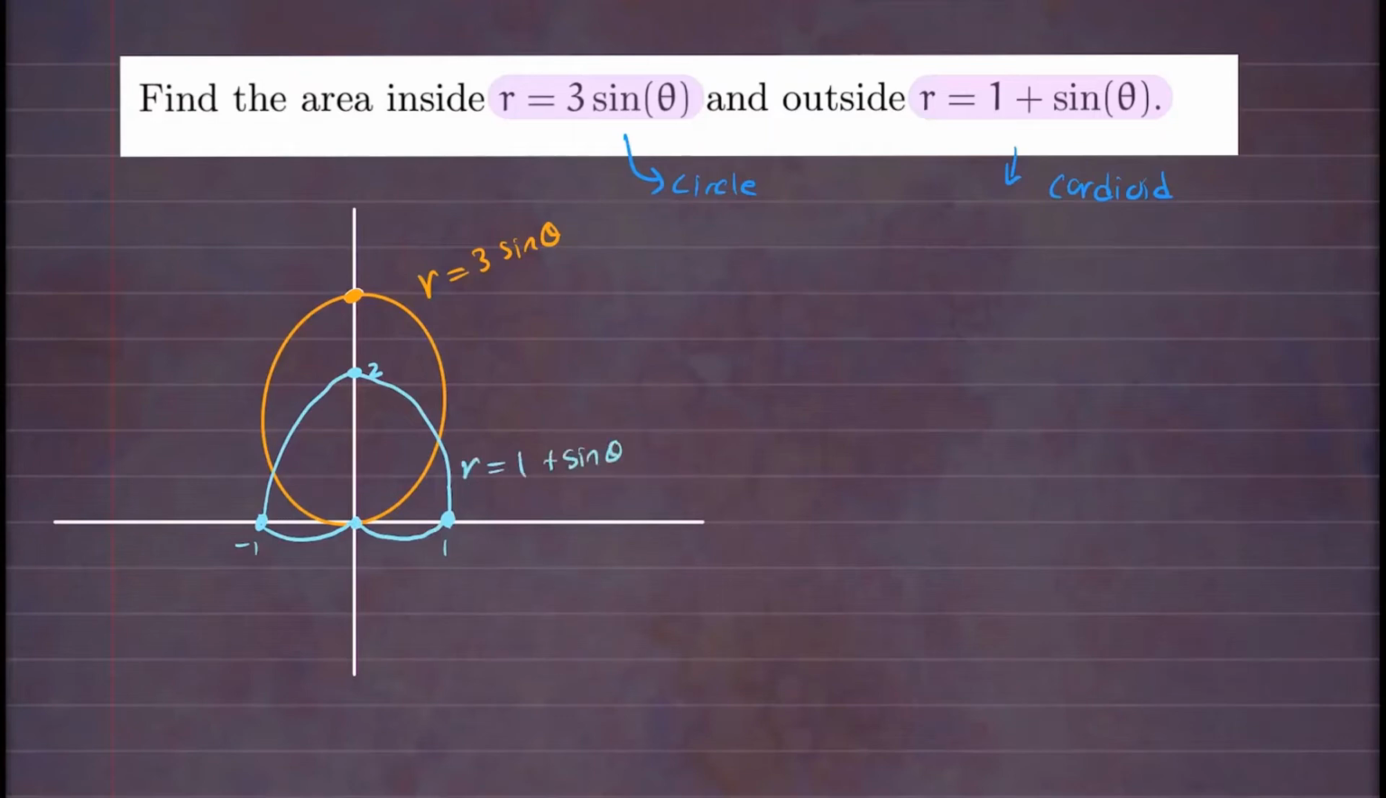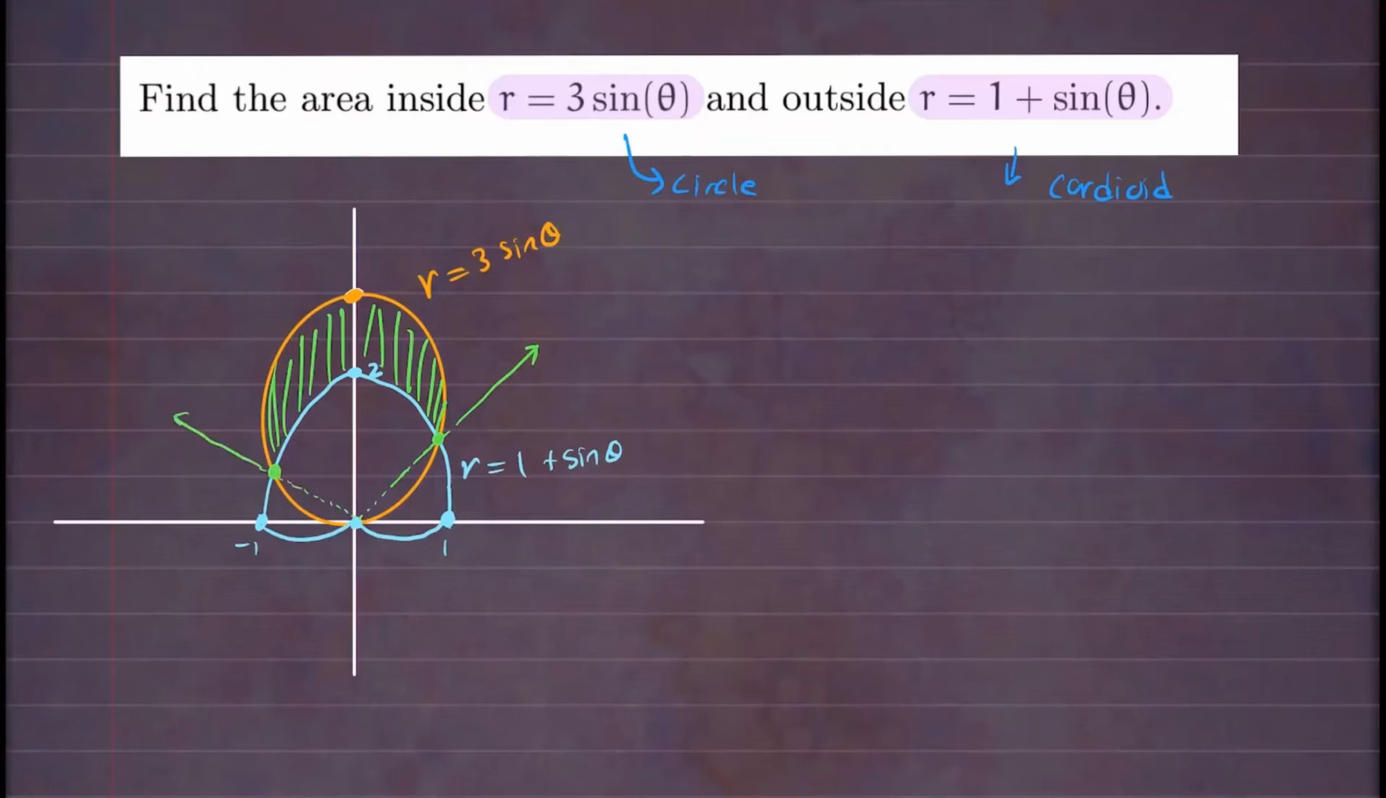So we're looking for the region inside the circle and outside the cardioid. So we're looking at this region right here. So that's the region we want to find the area of. Well, first of all, we need to find this intersection. So where to start this region, and also this point right here, where to end the region.